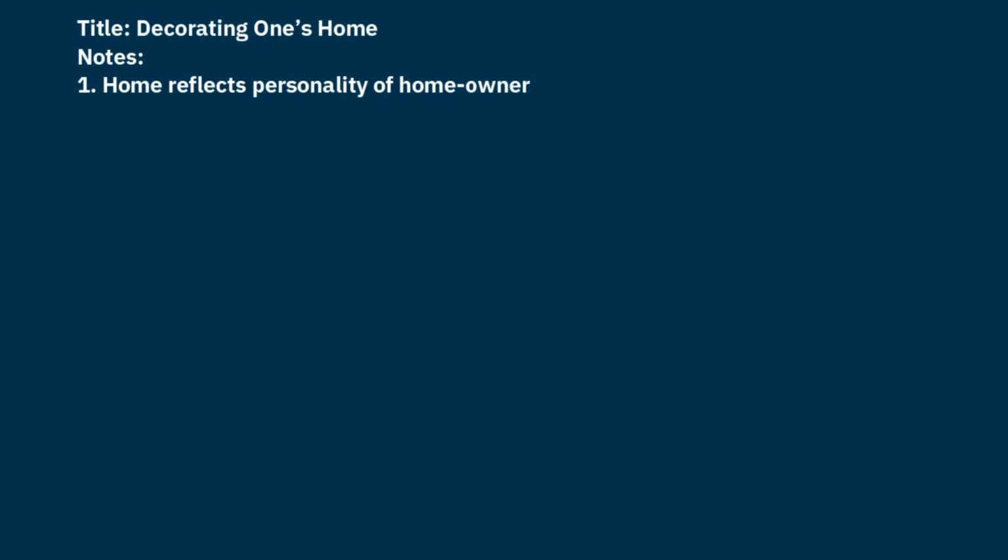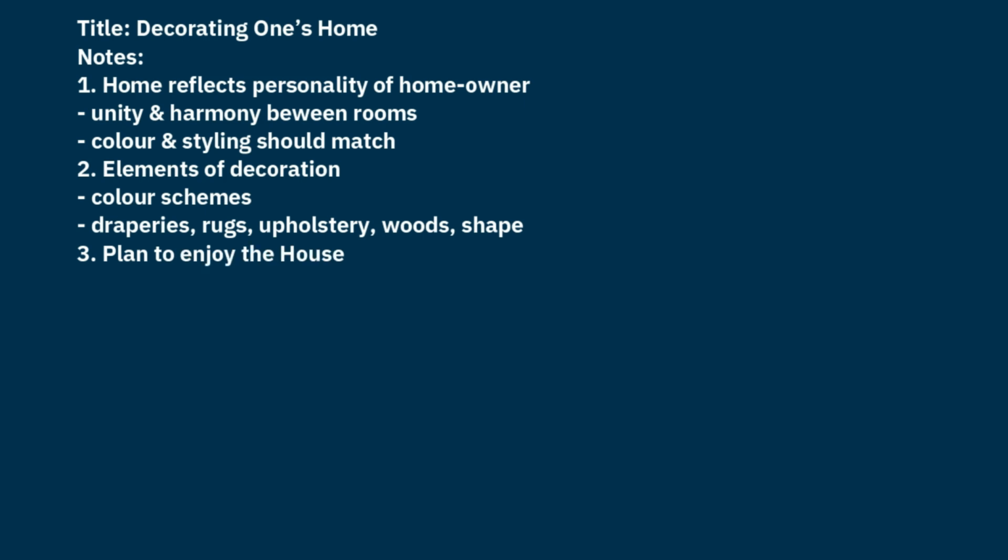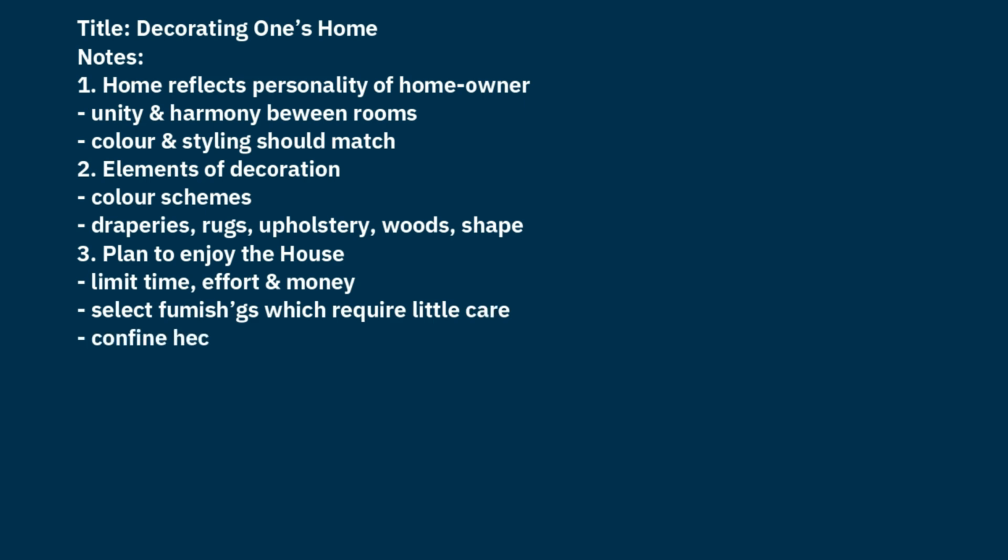Title: Decorating one's home. Notes: 1. Home reflects personality of homeowner. Unity, harmony between rooms. Color styling should match. Elements of decoration: color schemes, draperies, rugs, upholstery, woods, shape. Plan to enjoy the house. Limit time, effort, money. Select furnishings which require little care. Confine hectic activities to a few rooms. Hobbies connected with the house.